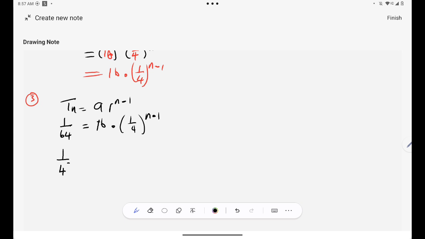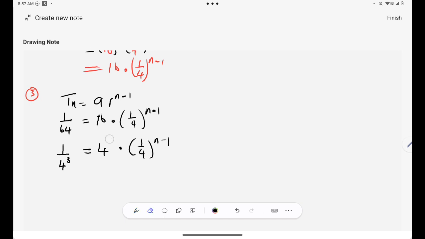1 over 64, I can write it as 1 over 4 to the power 3. This thing is 4 squared multiplied by 1 over 4 to the n minus 1. I'm solving for n, and I must always isolate the base with an unknown exponent. Excuse me, I made a mistake. The 16 is 4 squared.